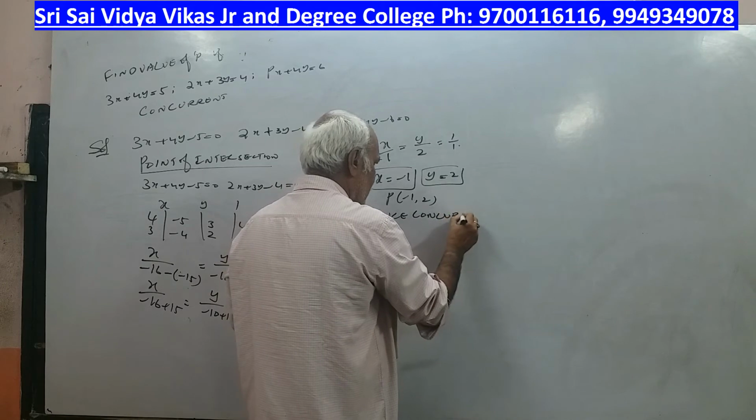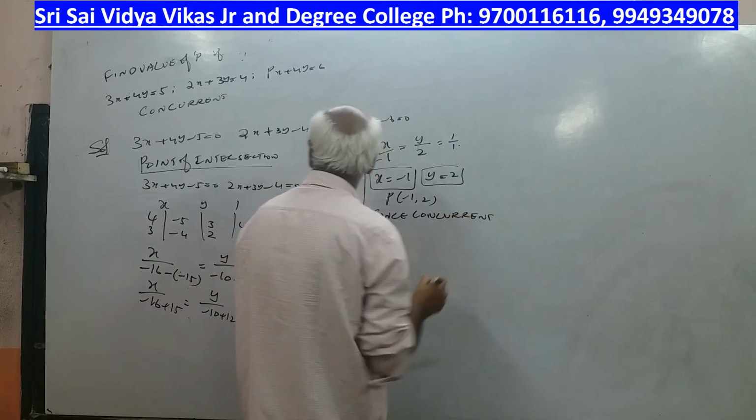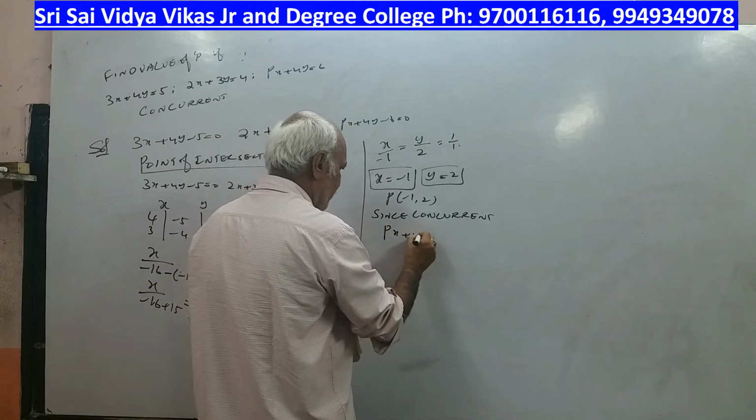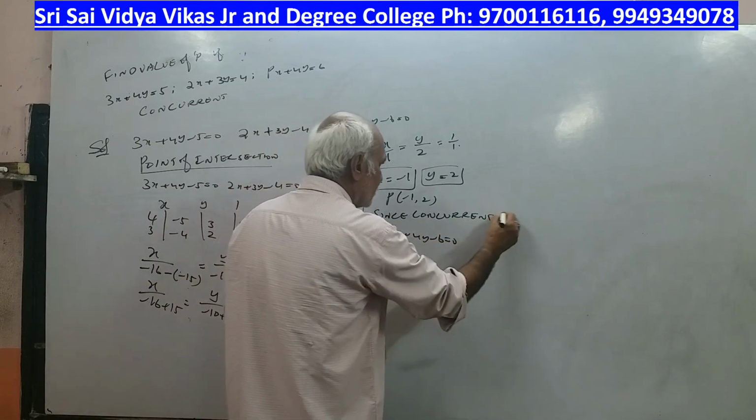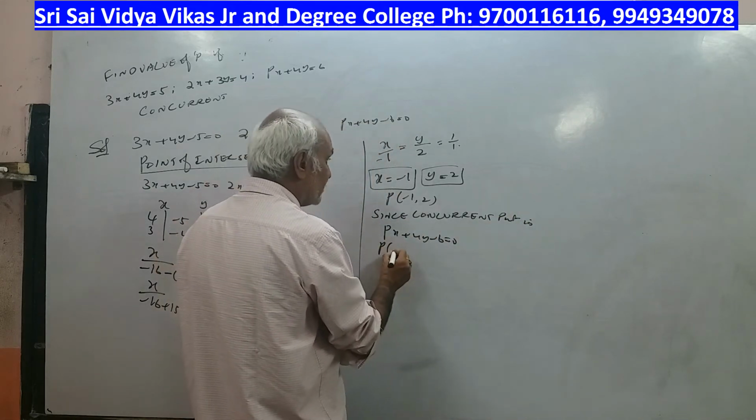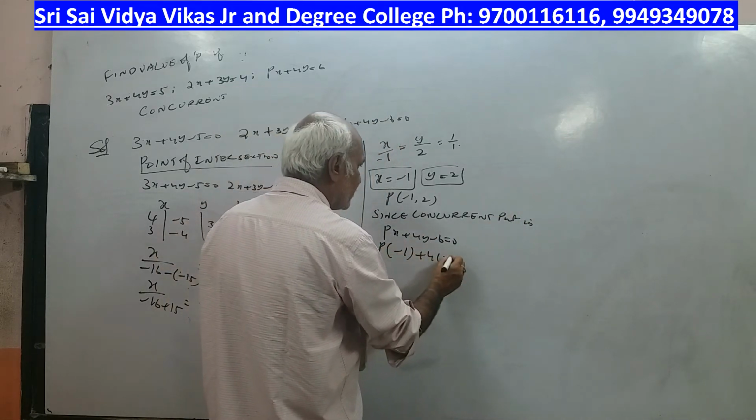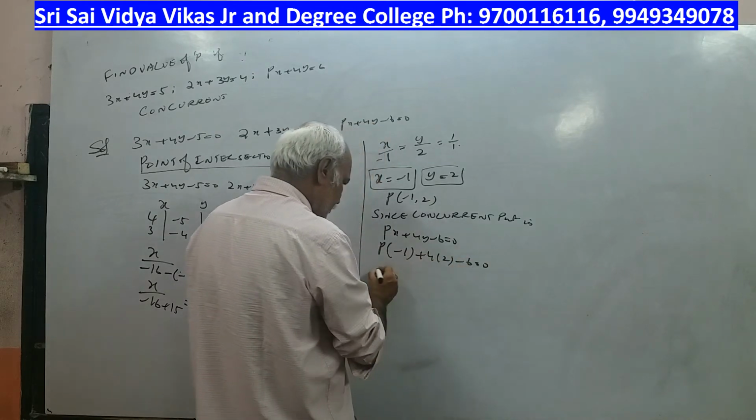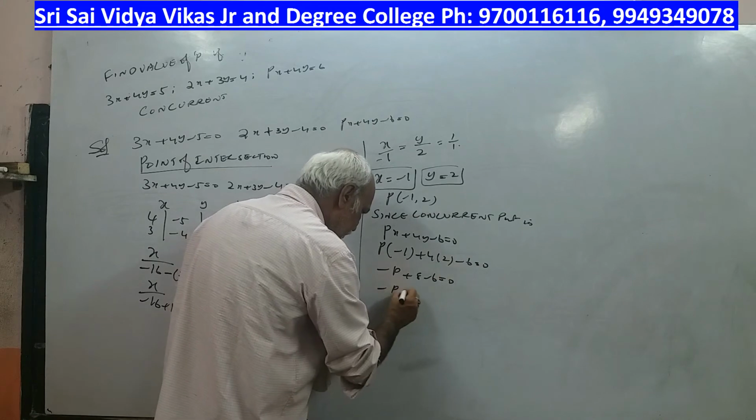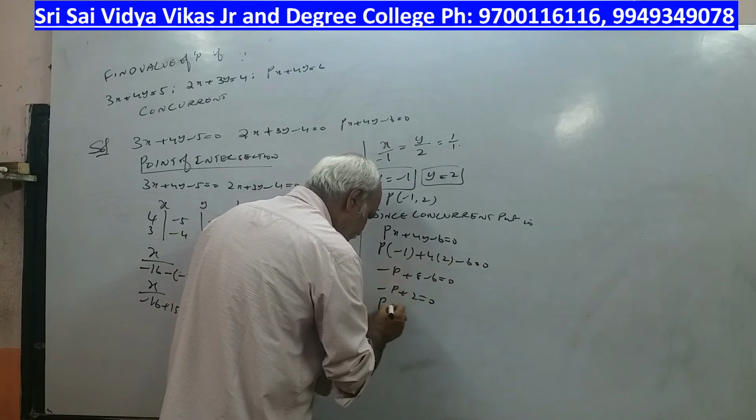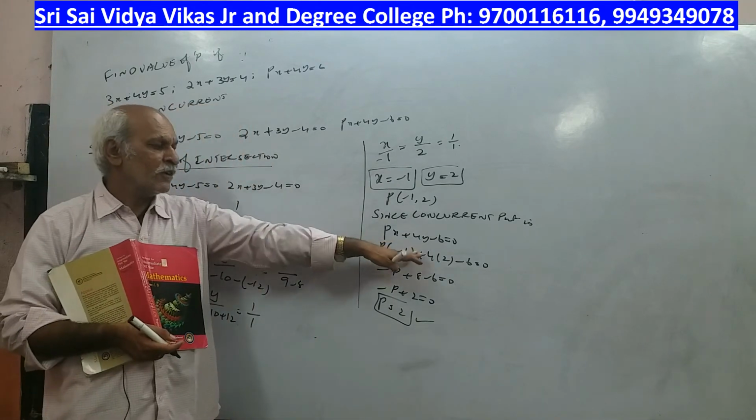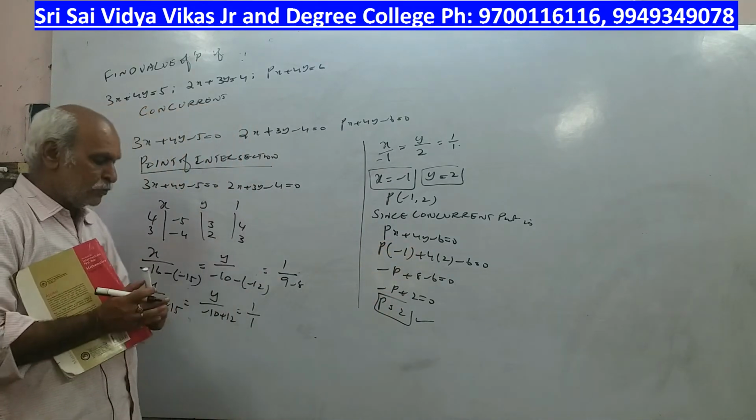Since concurrent, what is the third equation? Px plus 4y minus 6. Put in Px plus 4y. So, p into x is what, sir? Minus 1 plus 4 into 2 minus 6 is equal to 0. Minus p plus 8 minus 6 is equal to 0, p is equal to 2. So, here in the previous one we have equated to 0, but here we have to find a p value. Note on this.